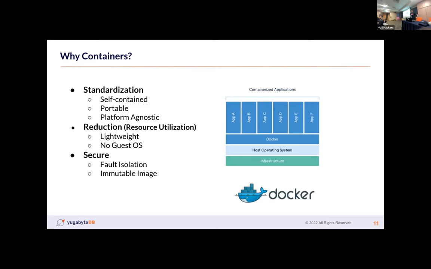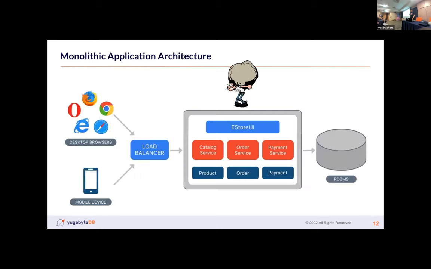The third one is security. It offers isolation and it has immutable images. Then after we talk about containers, there's a change in the application architecture, from monolithic to microservices.